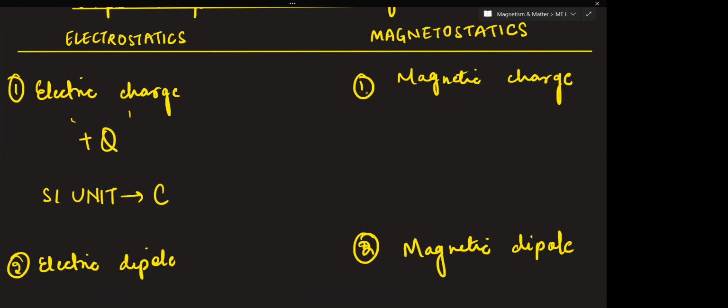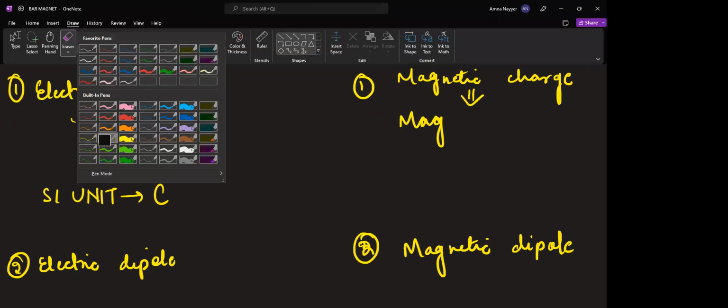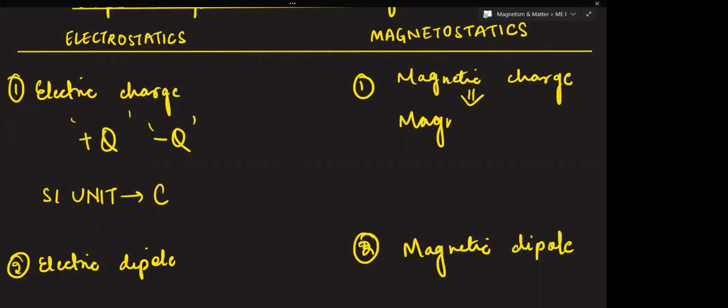Charges are also of two types, positive and negative. Then in magnetics you have magnetic charge as well. But a magnetic charge does not mean a quantity like the electric charge. Electric charge actually exists. Magnetic charge basically means the magnetic strength. So for electric charge we have plus Q and minus Q, and then for magnetic strength we use plus M and minus M.